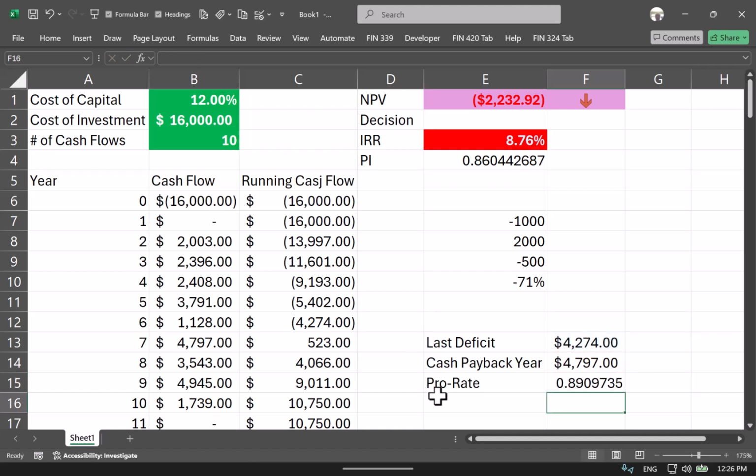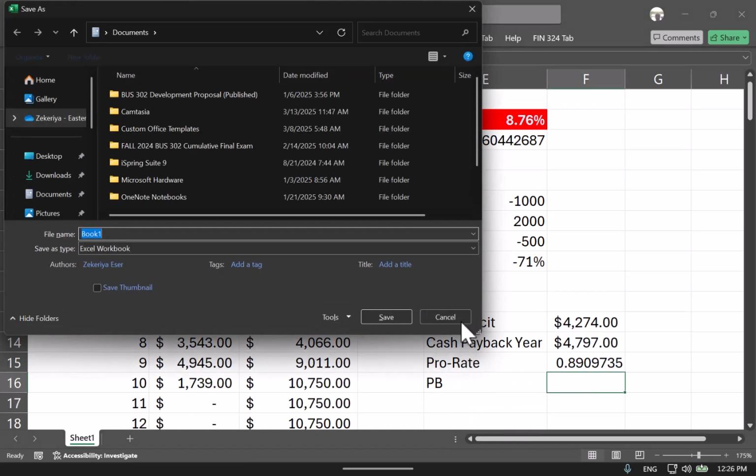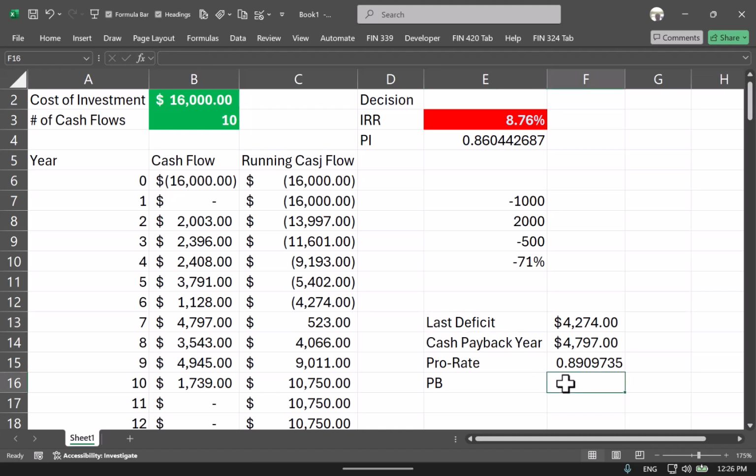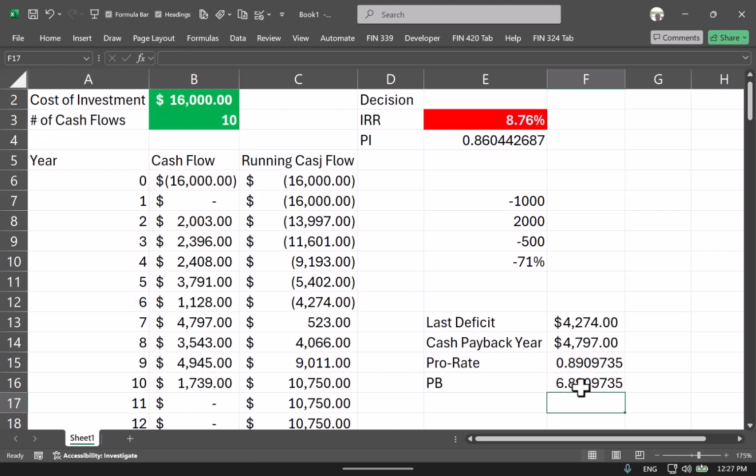That means my payback period is year 6 plus that. So in this specific example, I get my money back in 6.9 years. That's my payback period.